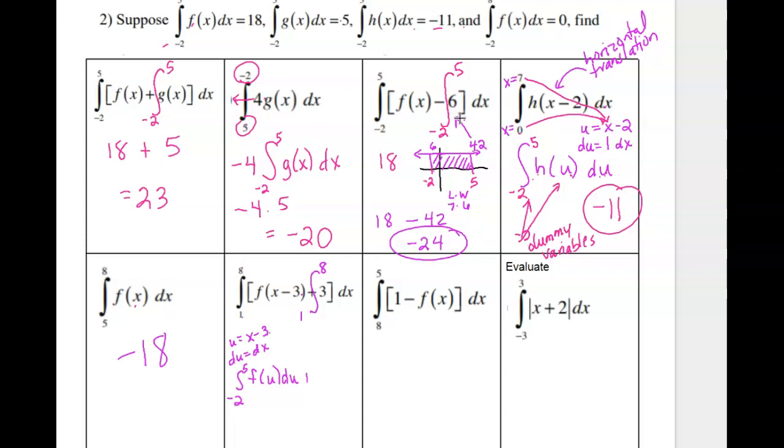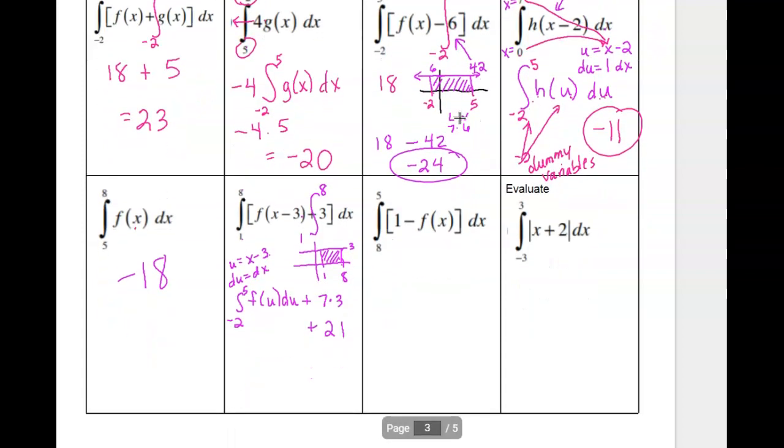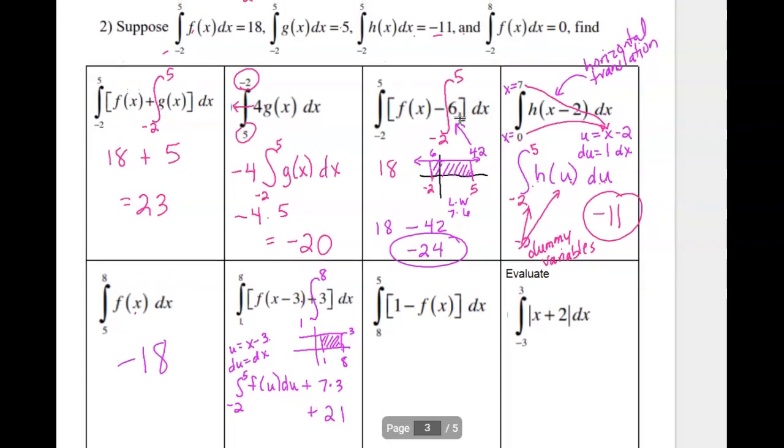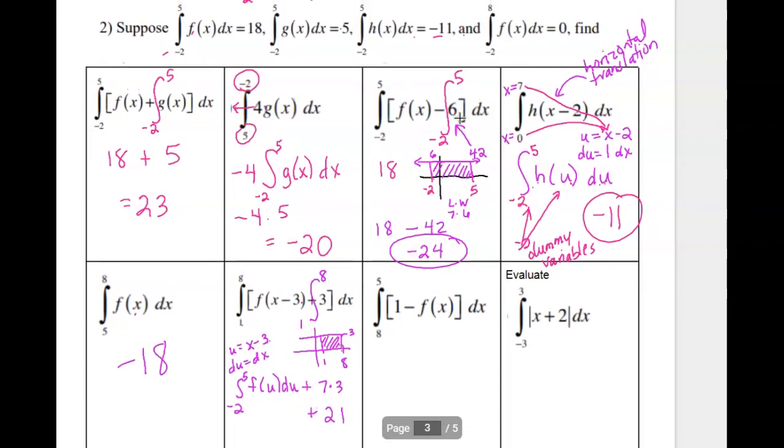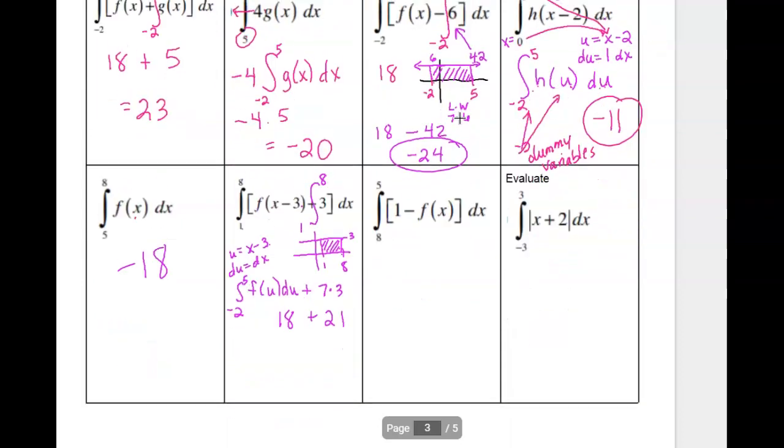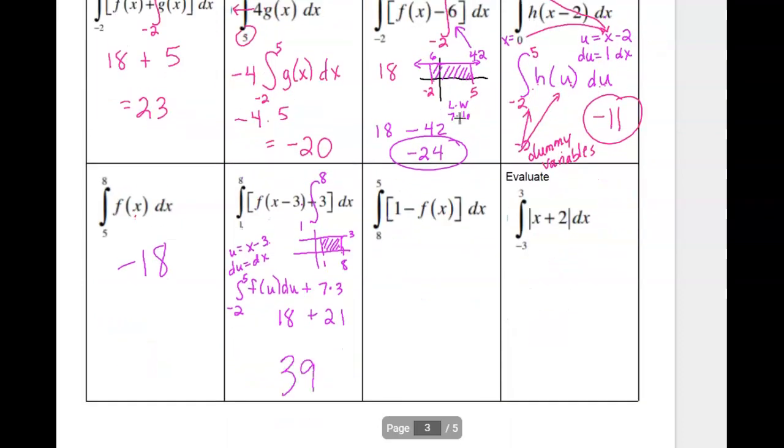Okay. And then this one I need to use my area. So I'm going to go from 1 to 8 of y equals 3. And if you can do this in your head, that's fine. So that area would be length times width. And so I get 21. This integral value, I keep moving it and I want to use it, from negative 2 to 5 of f is 18. So I get 39.